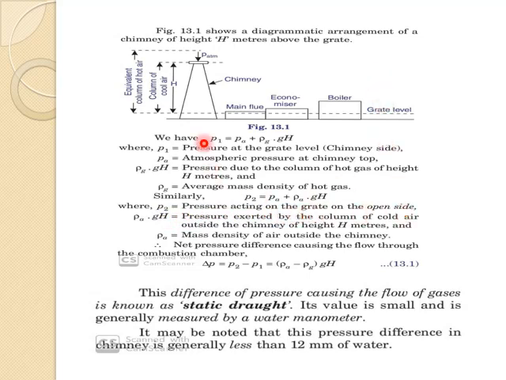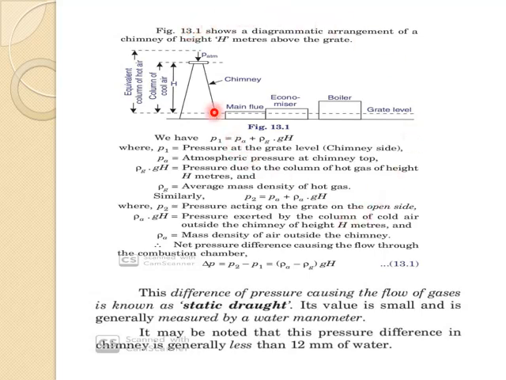This is the grate side and this is the chimney side. Here the pressure acting is P1, here the pressure acting is P2. The difference between these P1 and P2, or P2 minus P1, here the pressure will be more, here the pressure will be less. So this difference in chimney side and grate side will create flue gases to pass through this boiler, economizer and finally through the chimney and to the atmosphere.